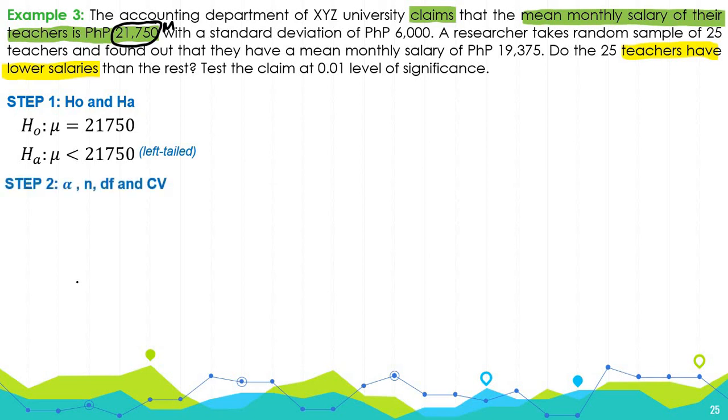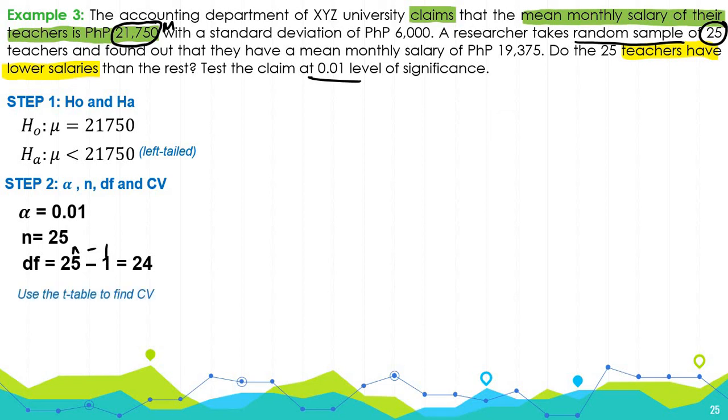Step 2, identify alpha, N, DF, and the critical value. Alpha is 0.01, it is given. Our value of N is 25 because there is a total of 25 random samples taken. And then, aside from that, we need the DF. So that is again the formula N minus 1, or 25 minus 1. DF is 24.